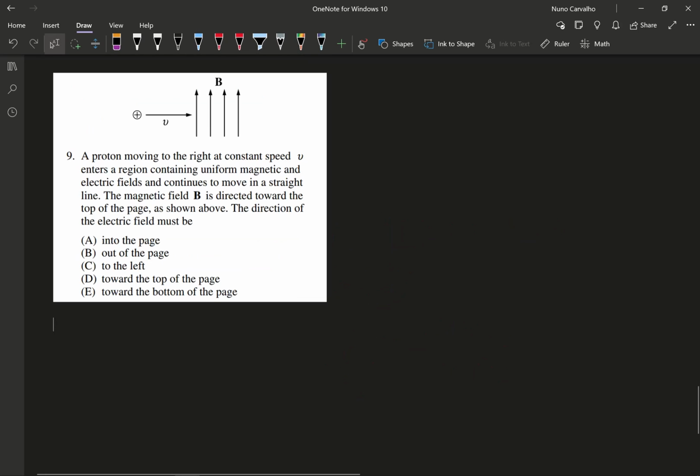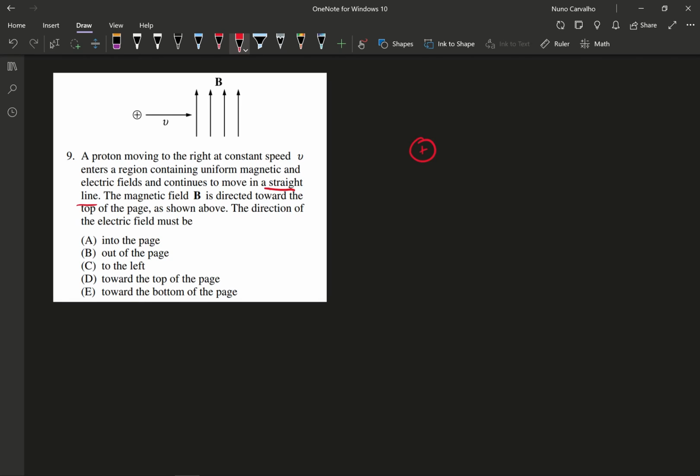and so the correct answer here is going to be B. Number 9, we're told that a proton moving to the right at a constant speed v enters a region containing a uniform magnetic and electric fields and continues to move in a straight line. The magnetic field B is directed toward the top of the page as shown above. The direction of the electric field must be, well, the key word here being that it continues moving in a straight line, which is to say it's not feeling any acceleration and therefore force in the up or down direction.